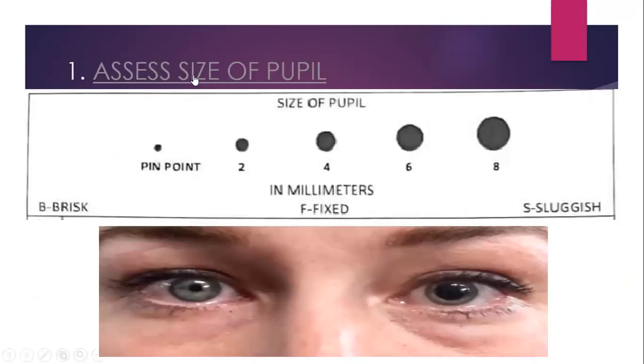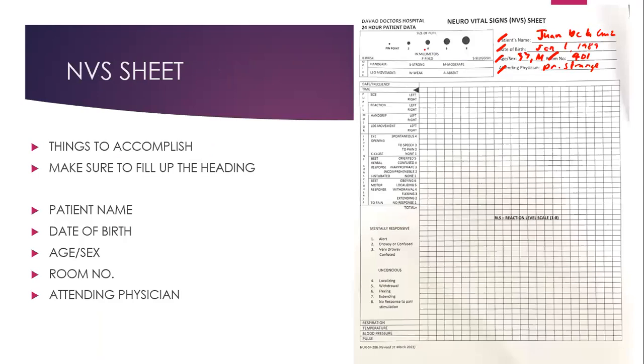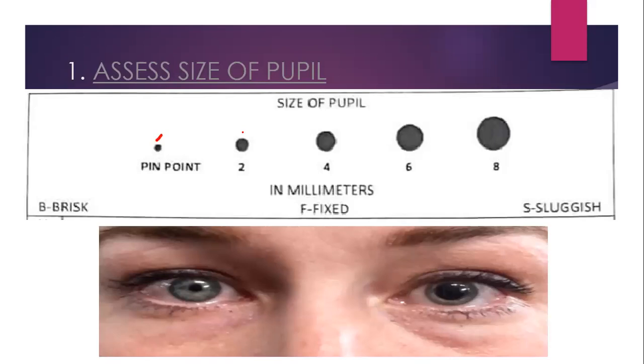Now, in assessing for size of pupil, sa likod ng paper ninyo, makikita nyo doon, meron kayong cheat sheet nito, kung ano yung size. So, you have your pinpoint 2, 4, 6, 8. And then you will assess the contraction, the constriction of the eyes. This is the pupil, the black one. So, it can be brisk, fixed, or sluggish. Brisk, fixed, or sluggish. All right? So, I will let you see a video paano siya i-assess.